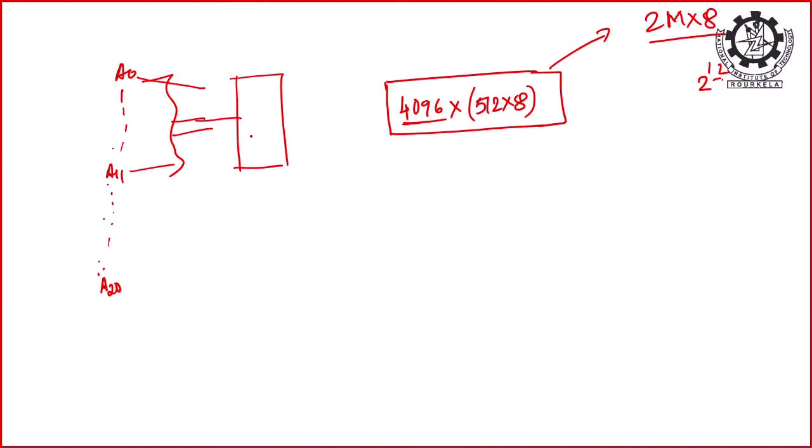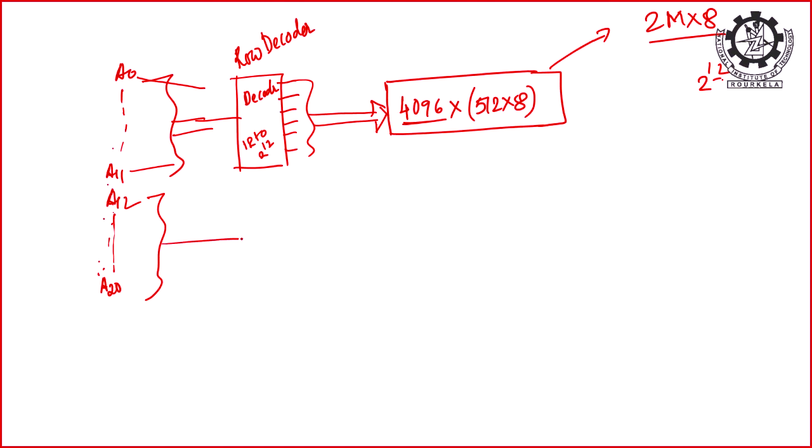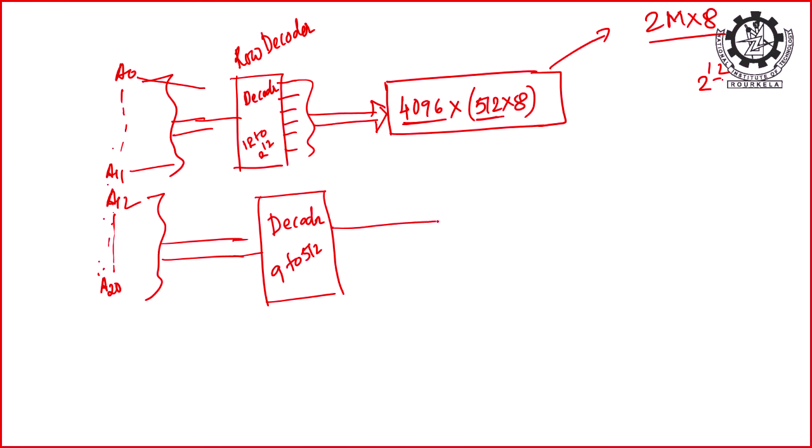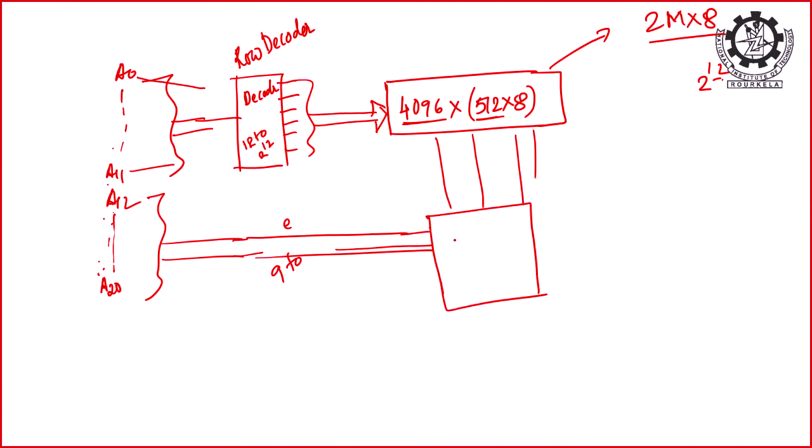to a decoder. So the decoder is a 12 to 2 to the power 12 decoder. We can say it is choosing the row, so we can call it the row decoder. This will be connected to the rows. Now the rest, A12 to A20, will go to another decoder. This is also a decoder, and it has 512 outputs, so it should be a 9 to 512 decoder.